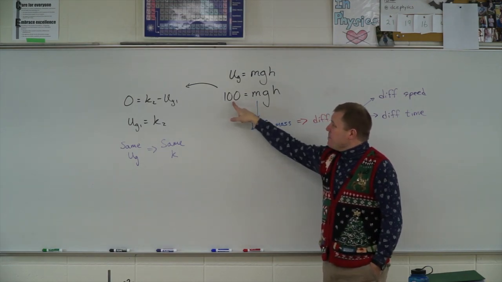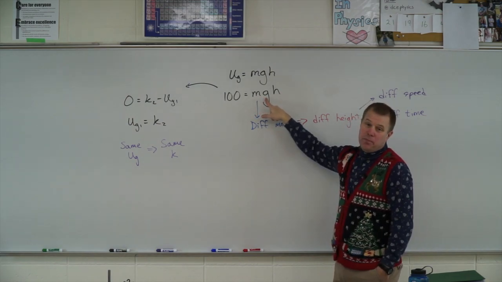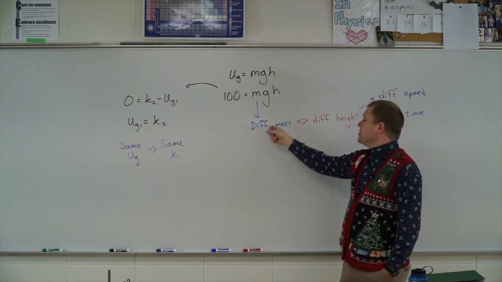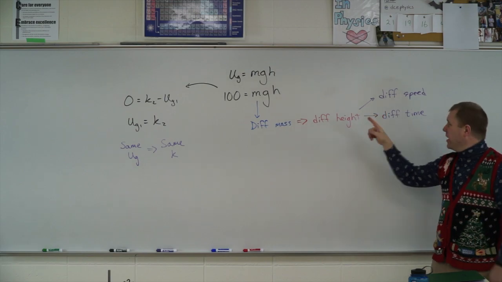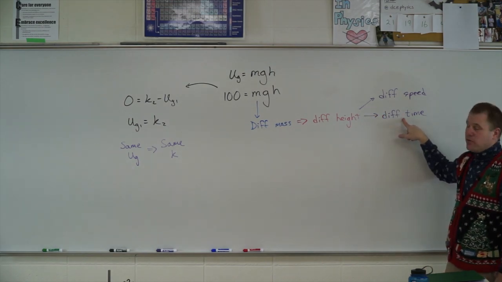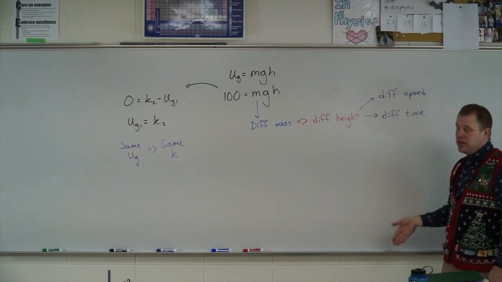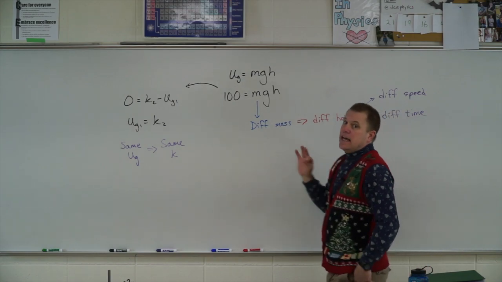And so if they have the same amount of energy but different masses, the only way to make that happen is either to put them on different planets, which they're both here on Earth, or to have different heights. So the different mass means they're going to have different heights. If I drop things from different heights, they're going to take different amounts of time to reach the ground. They're also going to reach the ground with different speeds. They will have the same acceleration, but they will have different times and different speeds because they have different heights.